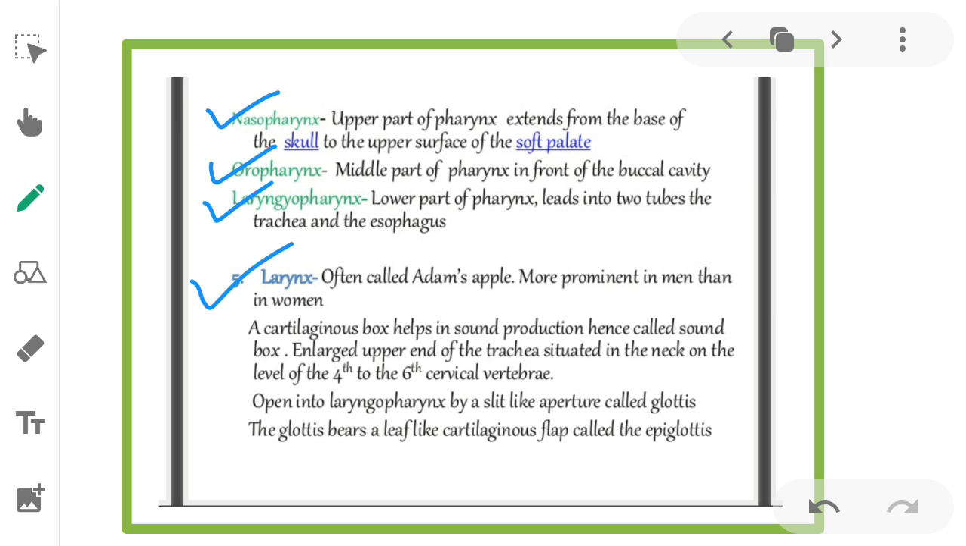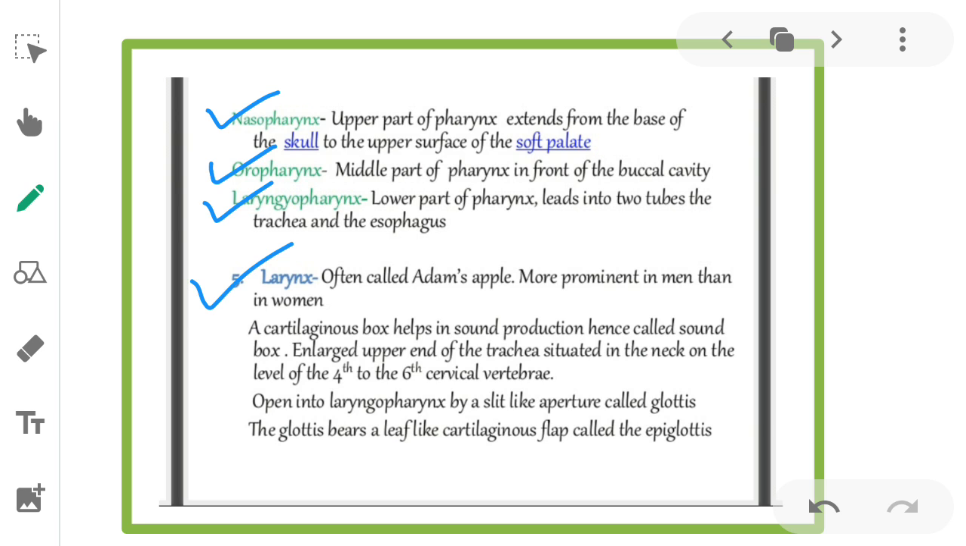Next, we study about the larynx. The larynx is often called the Adam's apple because it is more prominent in men than in women. It is a cartilaginous box which helps in the production of sound, so it is known as the sound box.